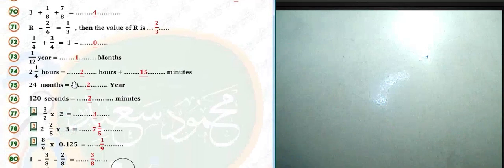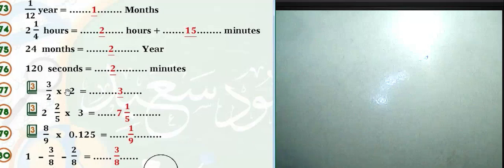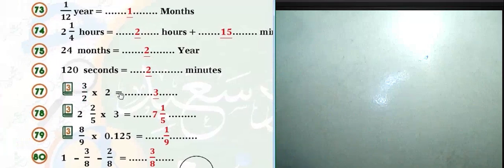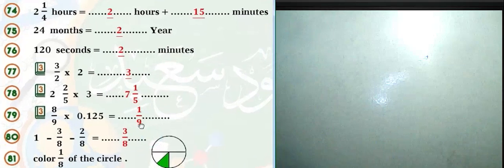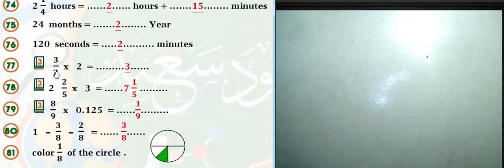2 and a quarter hours equals 2 hours and 15 minutes. 24 months equals 2 years, because 1 year equals 12 months. 120 seconds equals 2 minutes. 1 minute equals 60 seconds. 3 over 2 times 2 equals 3.